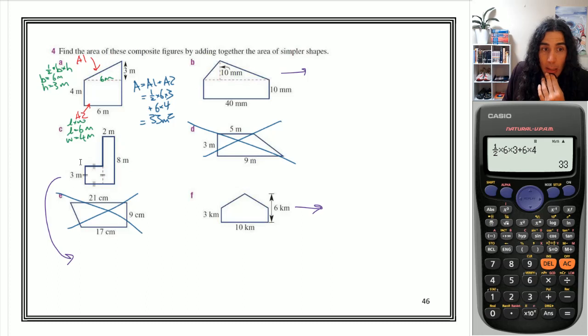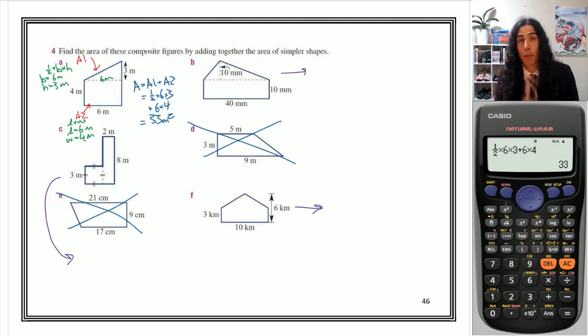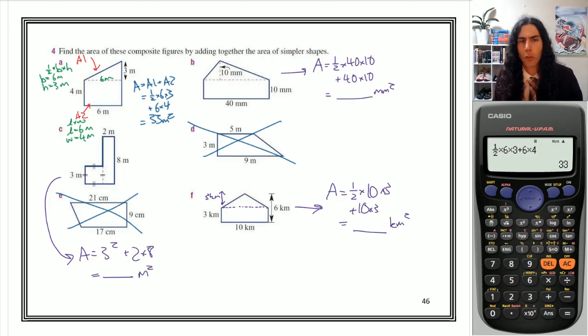So C, you split it up. You got a square and a rectangle. B, you got a triangle on top, rectangle on bottom. And same for F. Have a go at those ones. I'll give you everything but the final answer. Pausing in 3, 2, 1. Ta-da! Told you these questions weren't so bad.